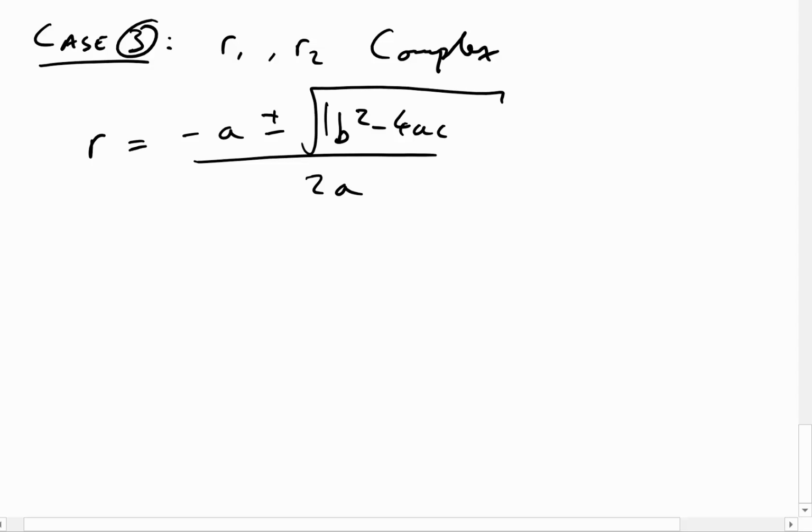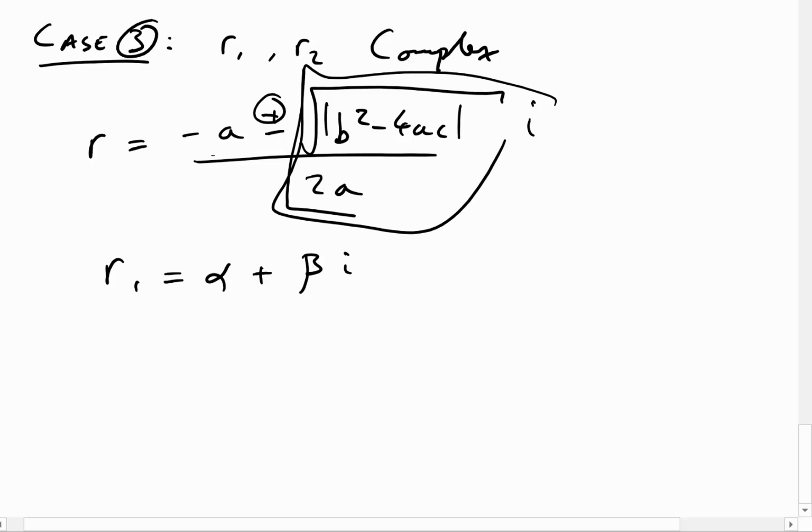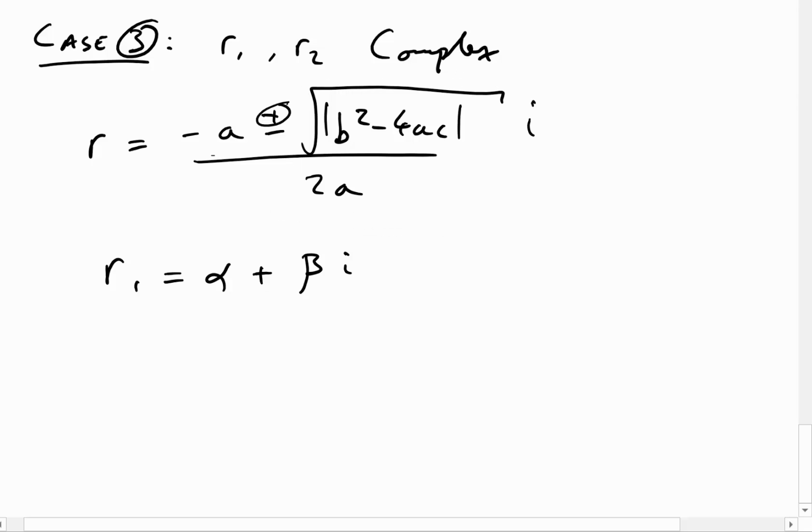So when we take the modulus of that and multiply through by i, what we'll end up with is that r1 is going to be some complex number. Let's call it alpha plus beta i. So in other words, this thing plus this thing. It will become clear when we do examples. So we're using the plus of the square root, and r2 is the same thing but using the negative of the square root, so it's equal to alpha minus beta i.